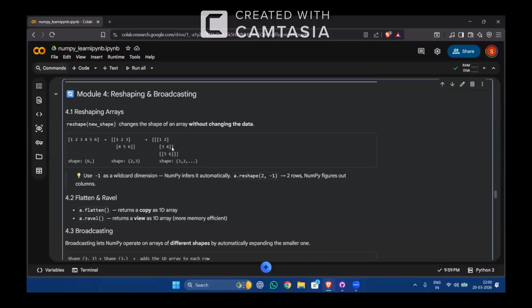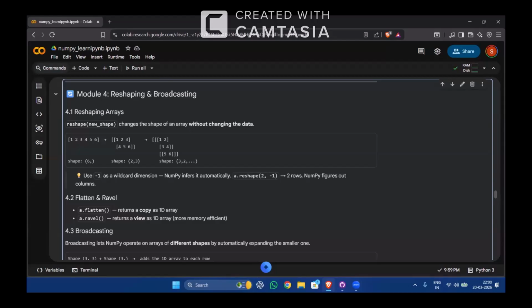12. The shape is 3 by 4. Then how many elements will be there? 12 elements, right? Those 12 can be arranged again in 4 by 3 or 6 by 2 or 2 by 6, right? That is actually called reshaping.